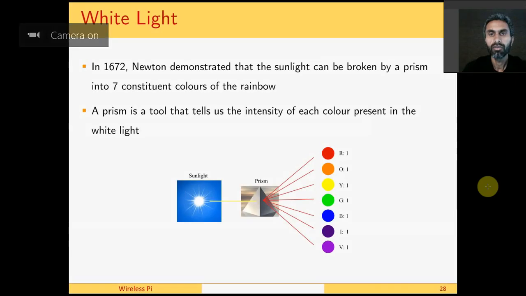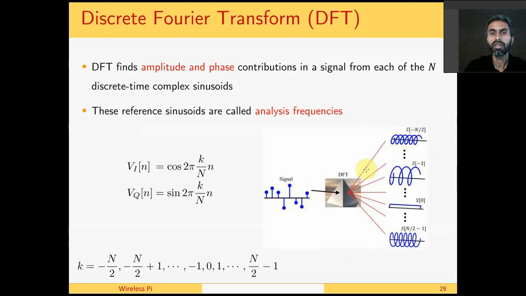In 1672, Newton demonstrated that the sunlight can be broken into 7 colors. A prism is a tool that tells us the intensity of each color. If we assume that they have equal contributions, then discrete Fourier transform exactly does the same job as a tool that decomposes a signal into its constituent complex sinusoids. And more importantly, it tells us the contribution from each complex sinusoid.